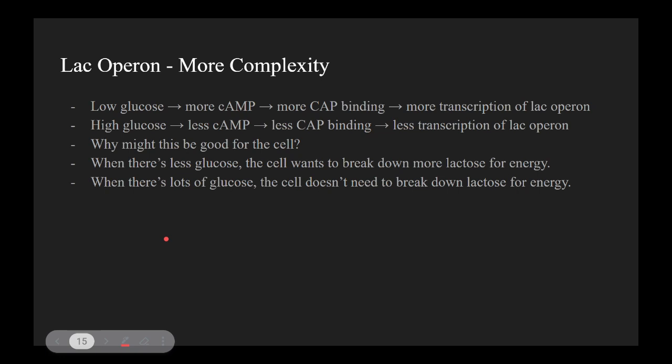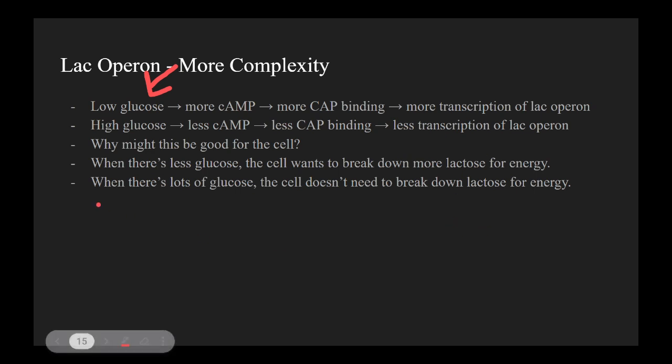When there's less glucose, it leads to more transcription of the lac operon. So basically, the E. coli is saying, oh, the glucose, my favorite sugar, there's not a lot of it. So let me express more lac genes because I know lactose is there. Since I'm about to run out of glucose, I want to get more lac genes so that I can start breaking down lactose for energy as well. So that's the rationale there.